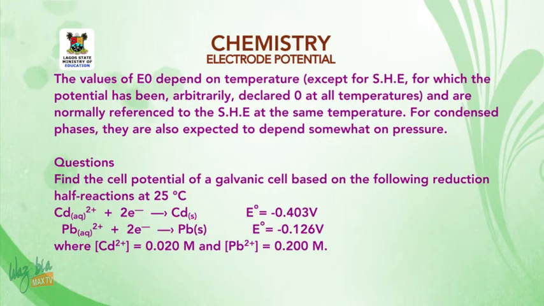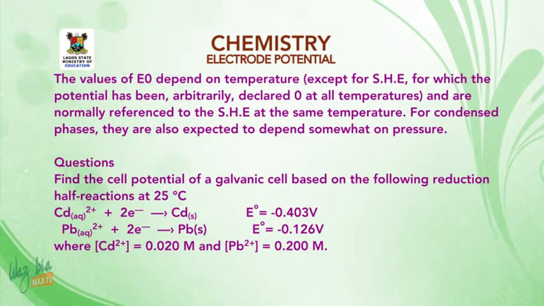The value of E depends on temperature, except for the standard hydrogen electrode, for which the potential has been arbitrarily declared zero at all temperatures and is normally referenced to SHE at the same temperature. For condensed phases, they are also expected to depend somewhat on temperature. Now let's take this question.